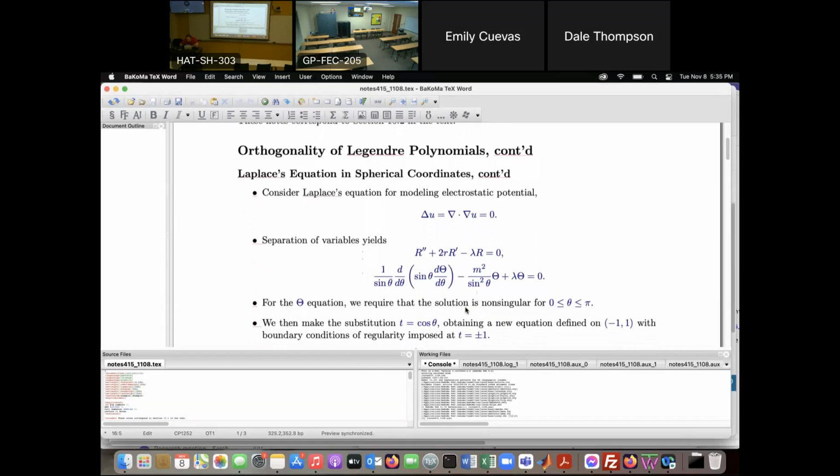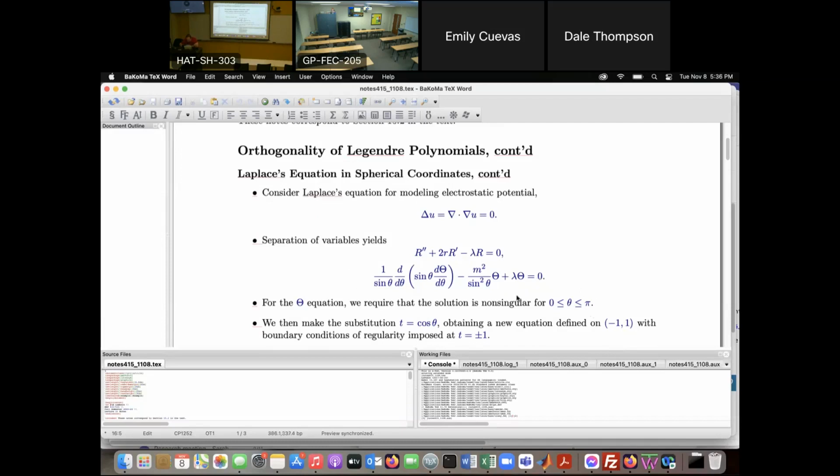Okay. So we have a requirement that for theta, the solution has to be non-singular. This is our domain for theta. Keep in mind, we're using the physicist convention for spherical coordinates. So theta is the variable corresponding to what's called the angle of inclination. That goes from 0 to pi, whereas phi is the angle for the azimuth that goes from 0 to 2 pi.